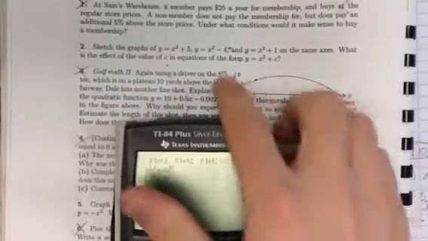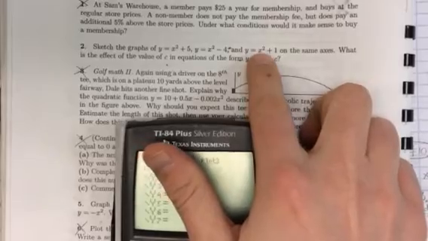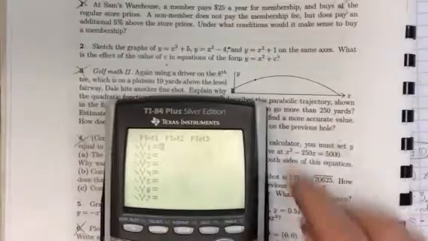Okay, in this problem, they want us to sketch the graphs of these three equations on the same axes. So here's how you do it. The easiest way is just to use the calculator to generate the points.